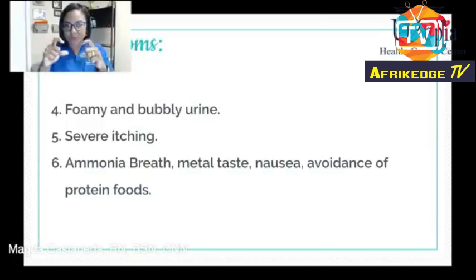Okay, so when we have protein in the urine and we urinate, we look at the toilet and you're going to see all that foam. The person may have severe itching, also ammonia breath, or a metal taste, nausea, avoidance of protein food. This person may not be wanting to eat protein food. But one of the things that I wanted to point out that is very interesting, and is one of the first signs of kidney failure, is the ammonia breath. It's almost like you can smell urine through the breath of this person.